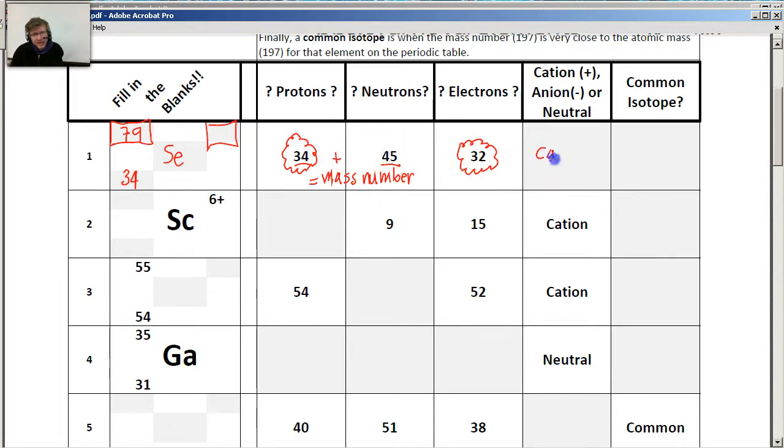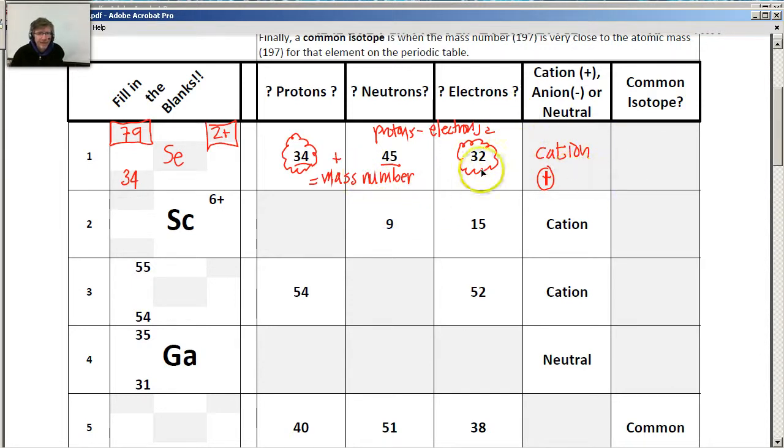So I can jump over here and say it's a cation. It's got a positive charge. Let's just put a positive down here to remind me how I got there. And furthermore, the number of protons in excess of the number of electrons is the ion charge. So this is a 2 plus. How did I get that? I can take protons and subtract electrons. If you take protons and subtract electrons, you get the ion charge.